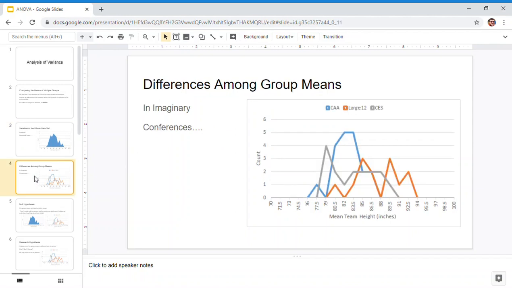So let's say we have three imaginary conferences, the CAA, the Large 12, and the CES, and you can see that each of these conferences has some variation within itself, but then there also seems to be some of the variation that we saw overall might be explained by the fact that this one looks a little bigger and this one looks a little smaller. So how do we measure that?